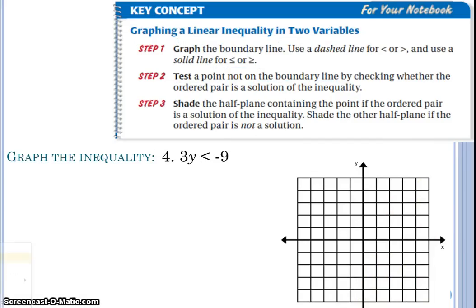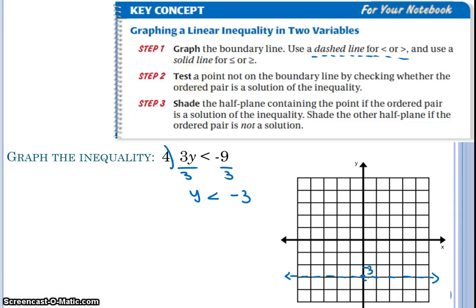Okay, so here we need to first solve for y. So I'm going to divide both sides by 3, and I get y is less than -3. So now I've written it in slope-intercept form, and then I'm going to graph the boundary line. So y equals -3 is down here at -3. And then I want to graph y equals -3. Since it's less than, it's going to be a dashed line. So instead of a solid line, we're going to use our ruler to draw a dashed line here at -3. And remember, our lines have arrows on them.